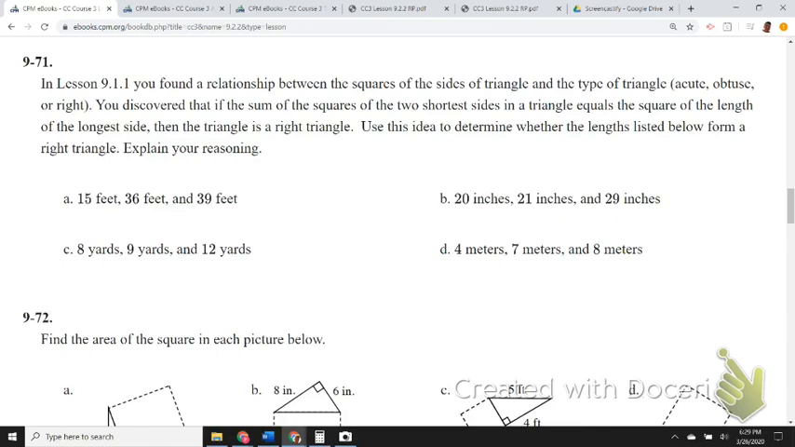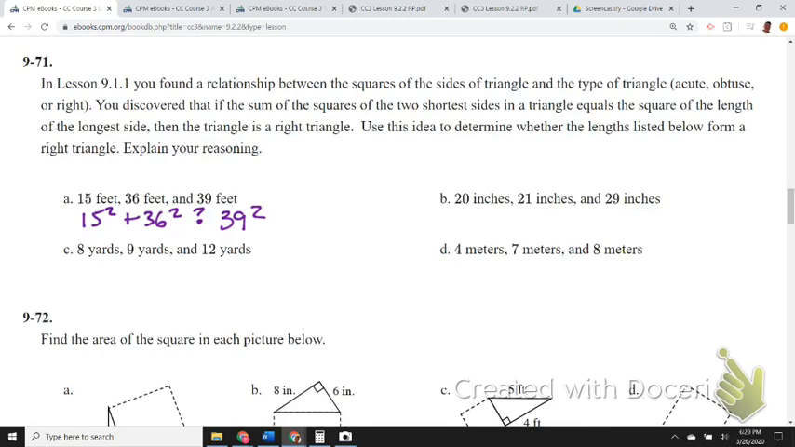Okay, so part A, again, we're going to do 15 squared plus 36 squared, and we're going to ask ourselves, does it equal 39 squared? So these are big numbers right now that I don't know the answers to. 36 squared off the top of my head, so I'm just going to use a calculator.